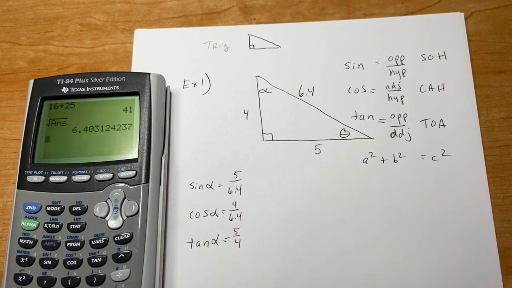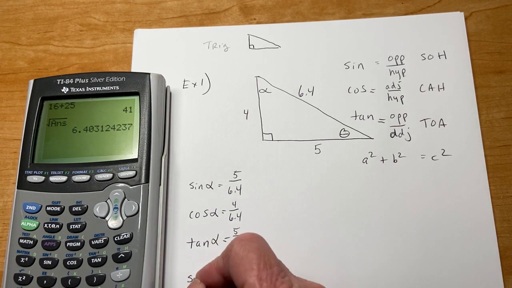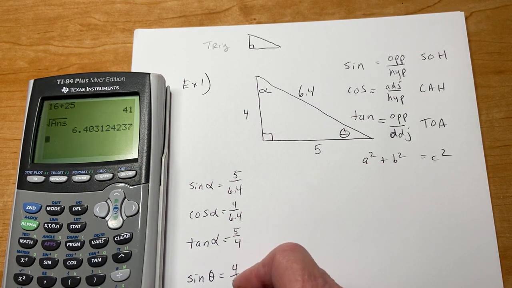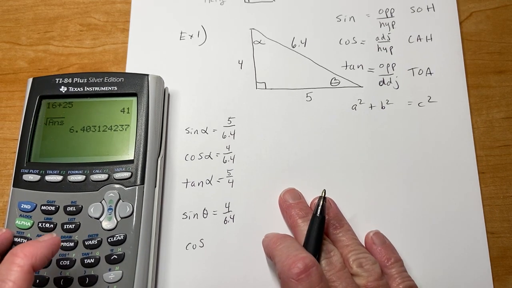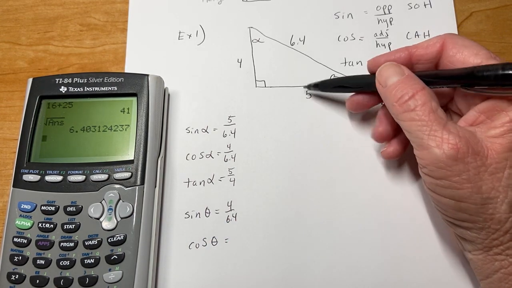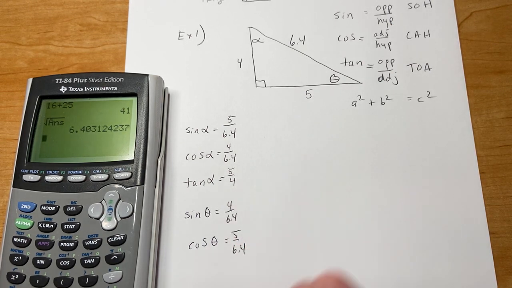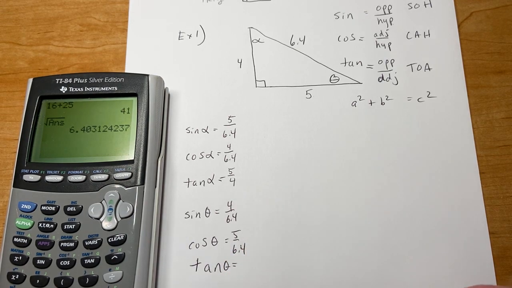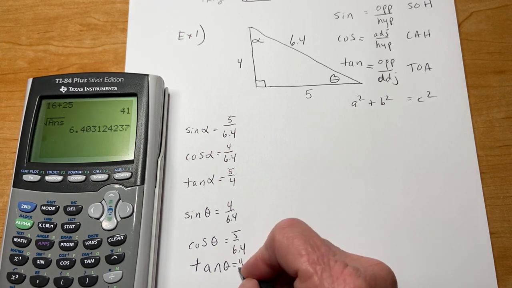So these are just relationships. I mean, 5 over 4 is 1.25. It's just a number. But that's the tangent of it, not the actual angle. So let's look at theta. Okay, well, if I do sine of theta, opposite is now 4 over 6.4. If I do cosine of theta, well, theta is here, cosine is adjacent, it's 5 over 6.4. And lastly, tangent of theta. Hopefully your writing's neater than mine. Well, it's 4 over 5.